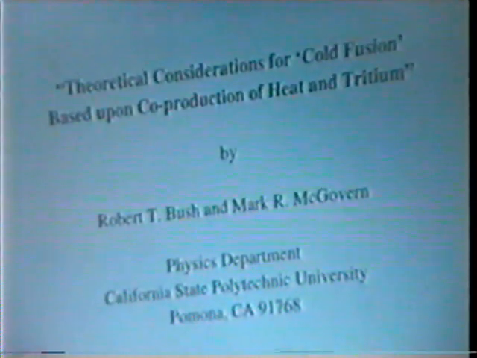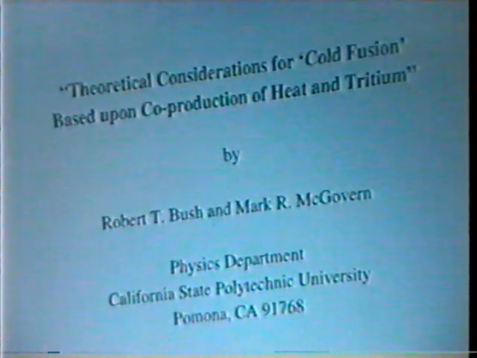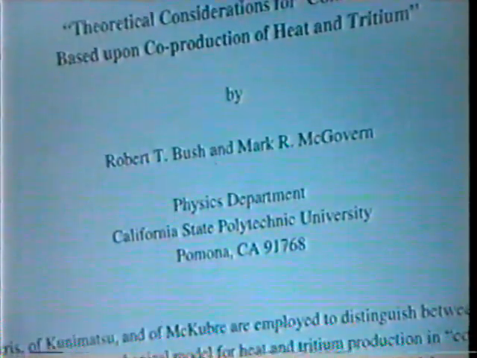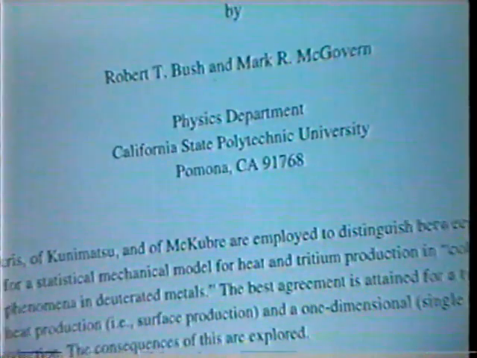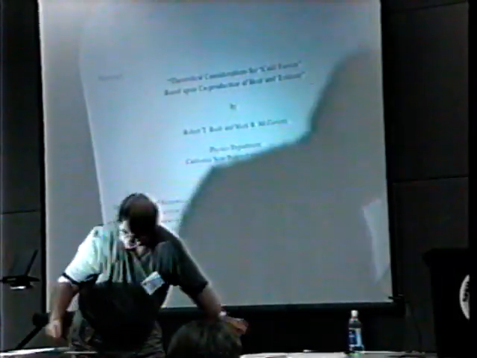The title is Theoretical Considerations for Cold Fusion Based Upon Co-Production of Heat and Tritium. You can see from the abstract that we're going to use data of Bockris, Kunimatsu, and McKubre, and employ these to distinguish between rival possibilities for statistical mechanical models for heat and tritium production in cold fusion, or if you will, anomalous phenomena in deuterated metals. I say that the best agreement is attained for a 2-dimensional approach to heat production and a 1-dimensional approach to tritium production. And we'll look at the consequences also of that.